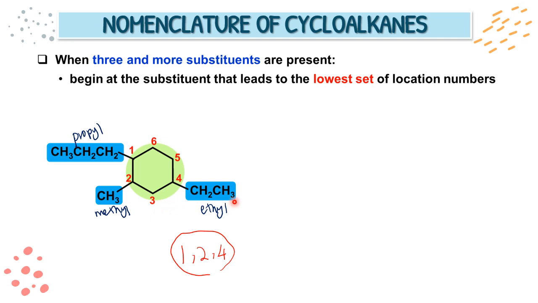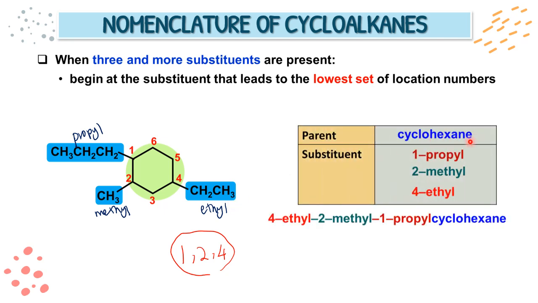But for the purpose of writing down the name, we still name it in alphabetical order. So the parent name is cyclohexane, with substituents 1 propyl, 2 methyl, 4 ethyl. Since E is the first alphabet among these three, it will be 4-ethyl, followed by 2-methyl, 1-propyl, cyclohexane.